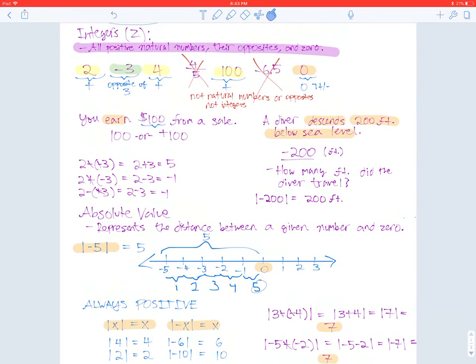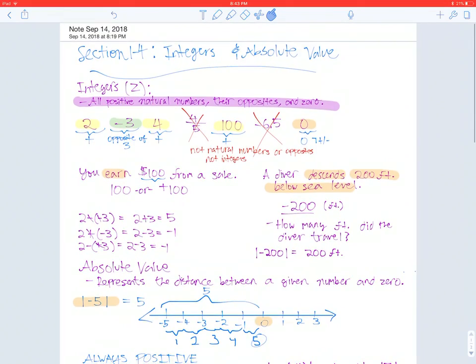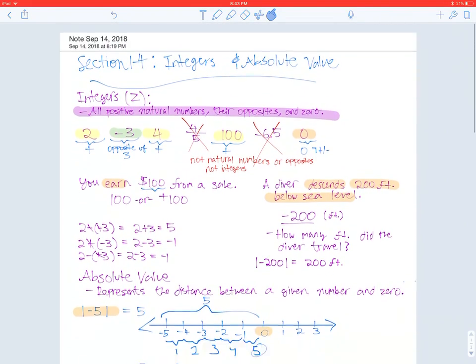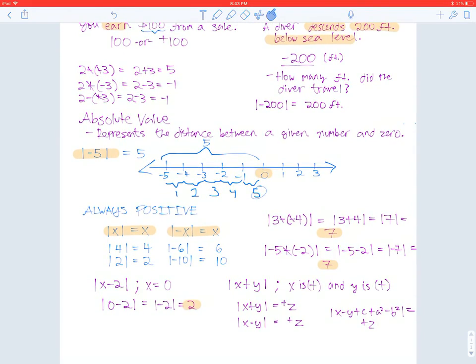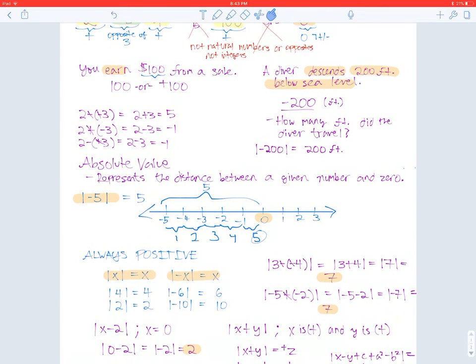So with this in mind, you should be able to utilize integers and absolute value in your homework assignment for 1-4, and you should be just fine, especially if you read the textbook as well. And that concludes this video.